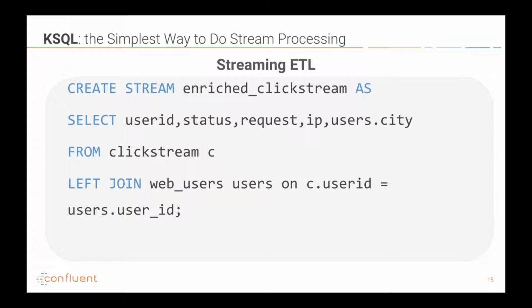So this clickstream data is flowing through a topic, and then we apply a schema to it so that we can work with it in KSQL. So in this case, we're going to do a left join on the clickstream data to a web users table. So tables are different from streams in that a table just has the latest version of a record.